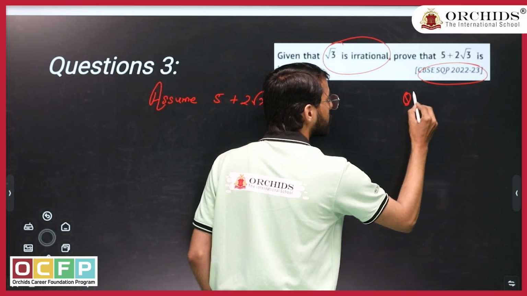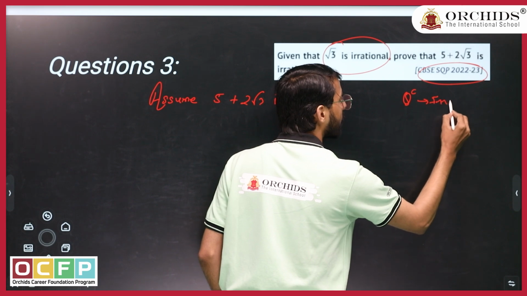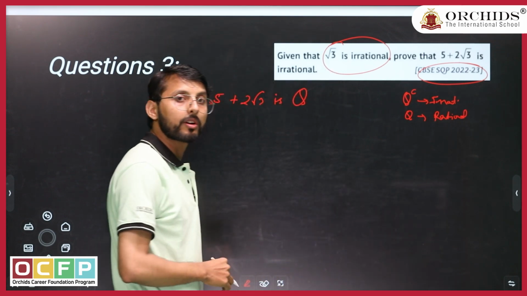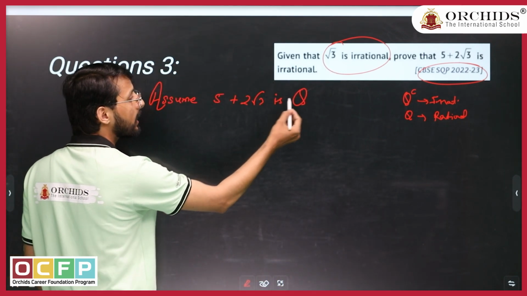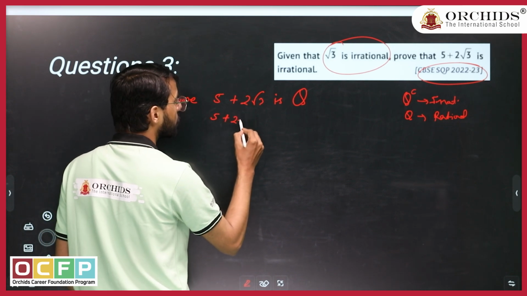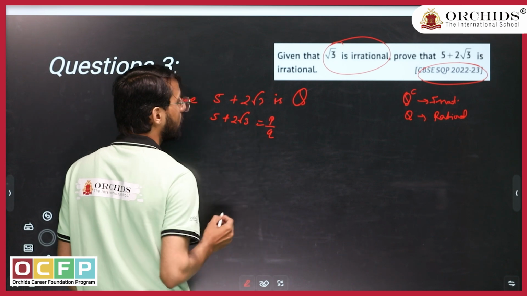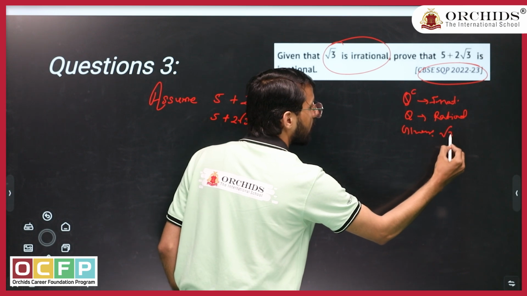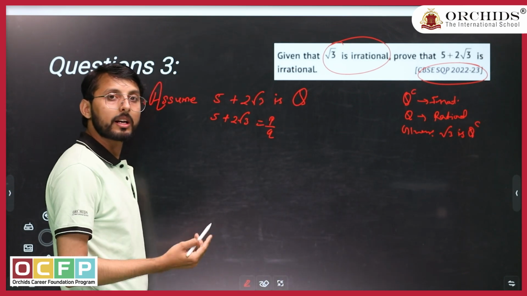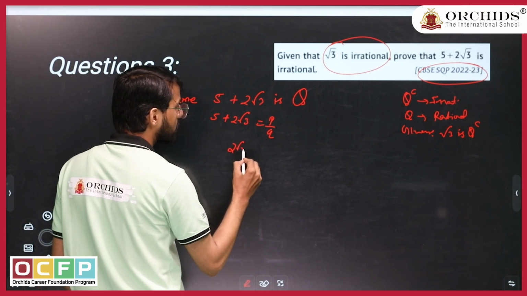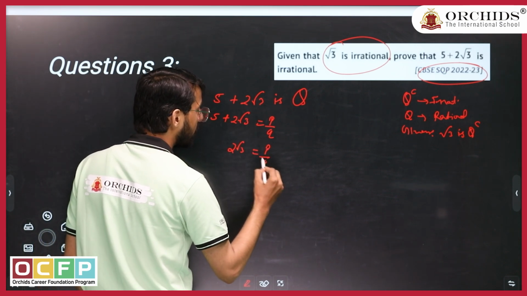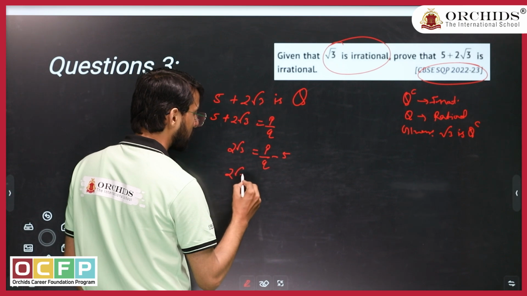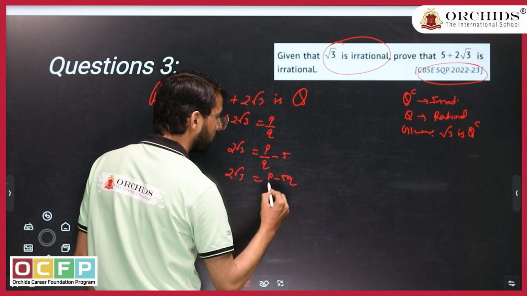See, first of all you also know that Q^c means irrational and Q means rational. This is the standard symbol for rational and irrational numbers. So we are assuming it is rational, it means I can write 5 plus 2 root 3 again in the form of p by q. Now, since one part is given to us, root 3 is Q^c, irrational, I am keeping 2 root 3 on this side first. I am shifting the rational number towards the rational side. Now what will I get? After simplification I am getting p minus 5q by q.